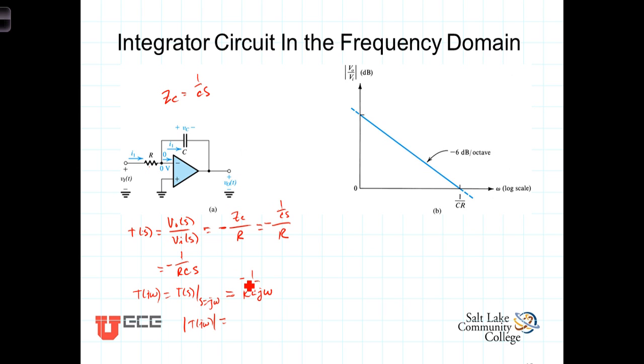So now, the magnitude of T of j omega is just the magnitude of the numerator, which is 1, divided by the magnitude of the denominator, which is omega times R times C. And the phase of this transfer function is equal to the phase of the numerator, which is 180 degrees, minus the phase of the denominator, which is 90 degrees. So the phase term is just equal to a constant 90 degrees.